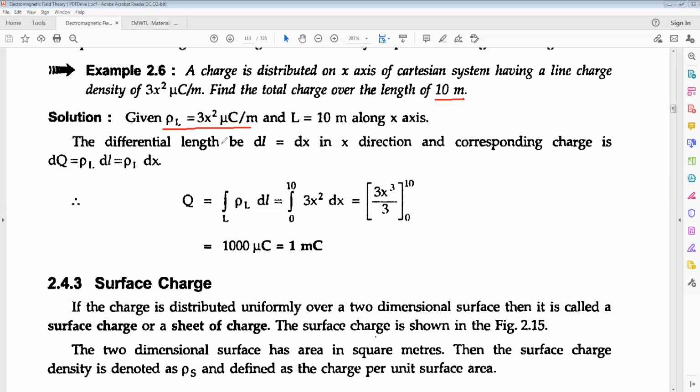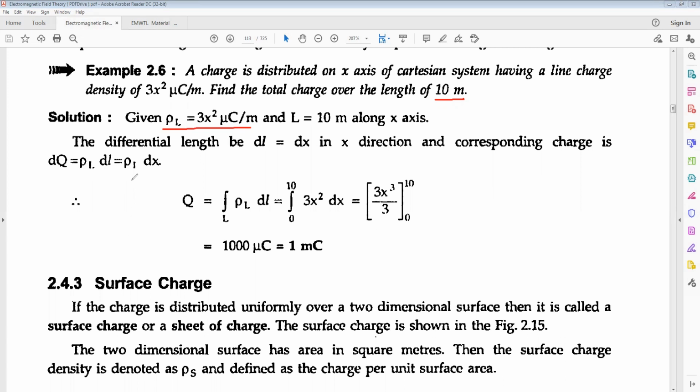The differential length dl is equal to dx. Why is dl equal to dx? The charge is distributed on the x-axis of the Cartesian coordinate system, so dl is equal to dx in the x direction, and the corresponding charge is dq is equal to rho L into dl. We know the formula dq is equal to rho L into dl, dq is equal to rho s into ds, and dq is equal to rho v into dv also.